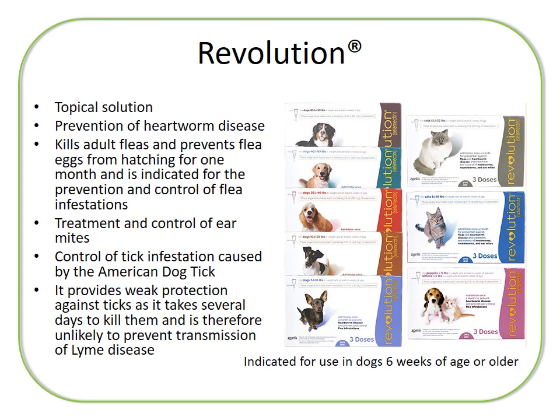The next product in our lineup is Revolution. Revolution is a topical product that works for the prevention of heartworm disease and also works to kill adult fleas and prevent flea eggs from hatching for 1 month. So it is indicated for the prevention and control of flea infestations. It also offers treatment and control of ear mites and control of a tick infestation caused by the American dog tick. It only provides weak protection against other ticks as it does take several days to kill them and therefore is unlikely to prevent the transmission of Lyme disease.